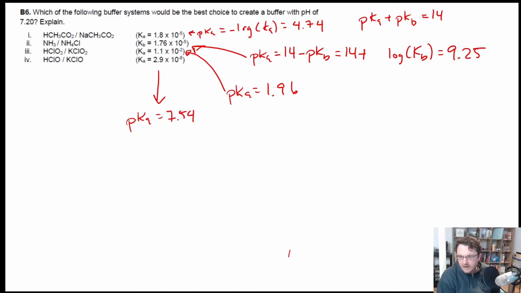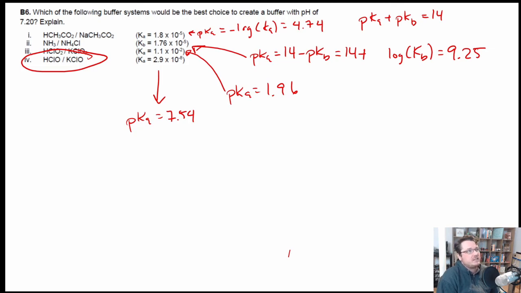So that comes out to 7.54. And if we're looking for something that has a pH of 7.2, that's the buffer that we want to make. The pKa that's closest is the one that's 7.54, which is number 4 right here. So that's going to be the best one to use to make a buffer with that pH.